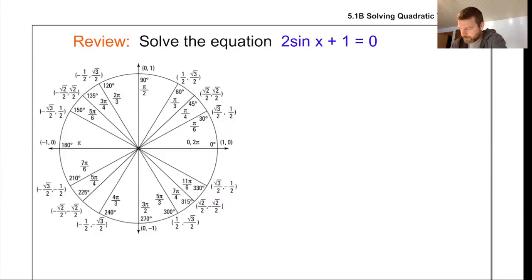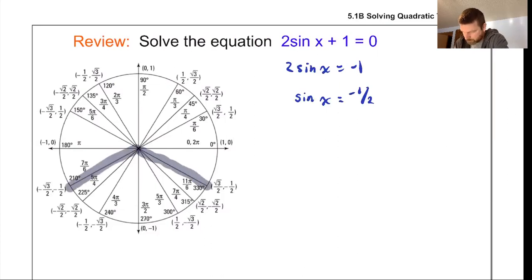If I wanted to solve this equation here, I'd probably want to get sine by itself first. So 2 sine of x would be -1, which means sine of x is -1/2. And then to find all the solutions, I just need to find where sine of x is -1/2 on the unit circle. Turns out it'll be equal to -1/2 here and here, because sine is the y value, and those are the two spots on the unit circle where I've got a y value of -1/2.